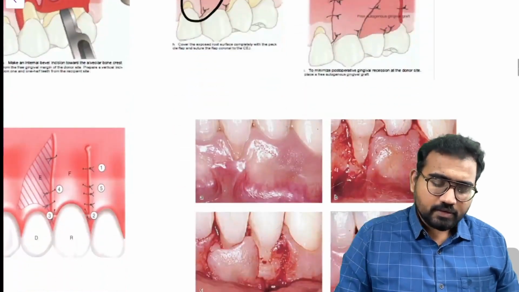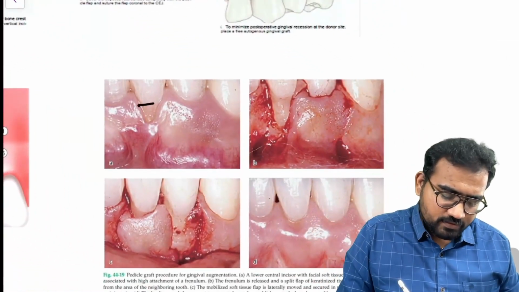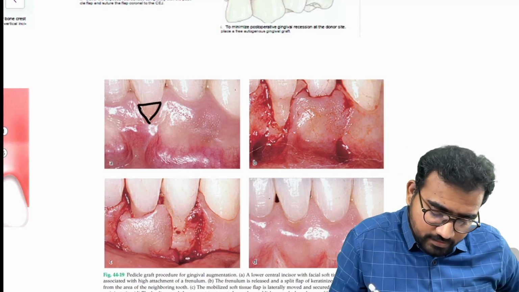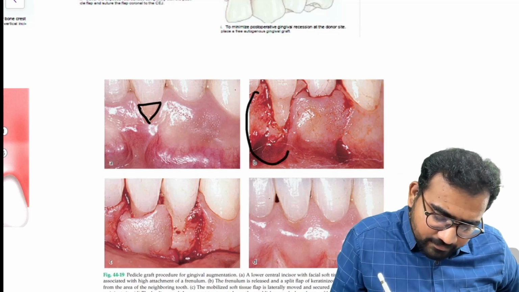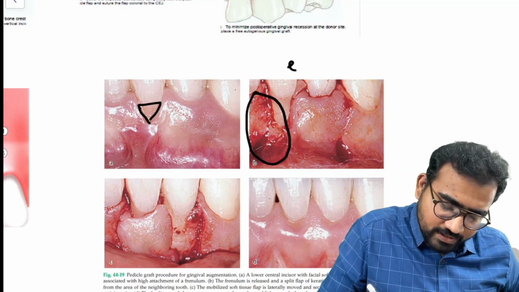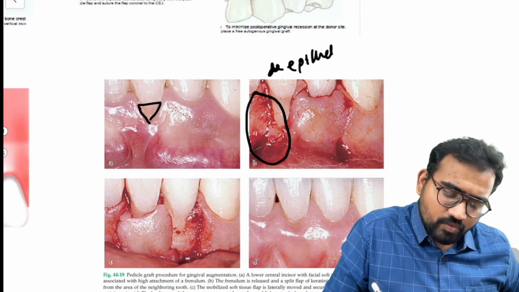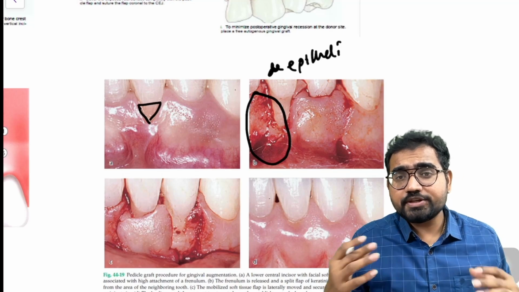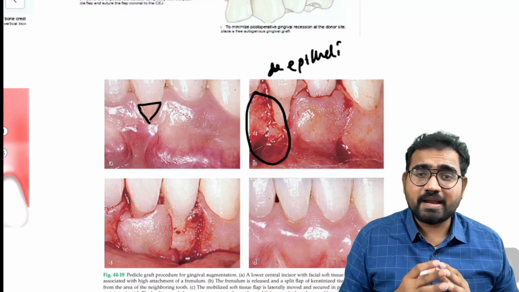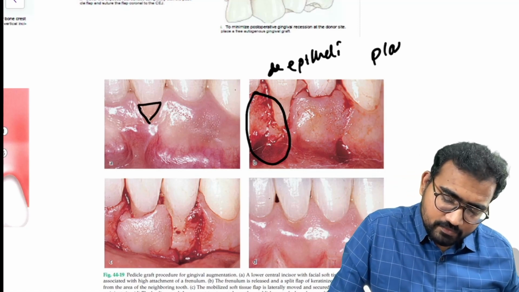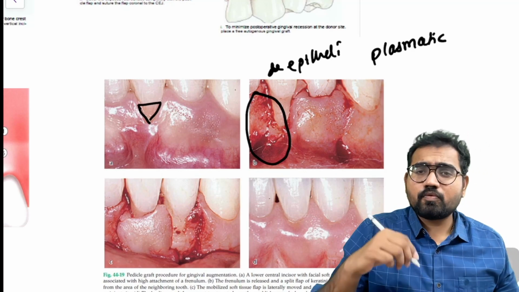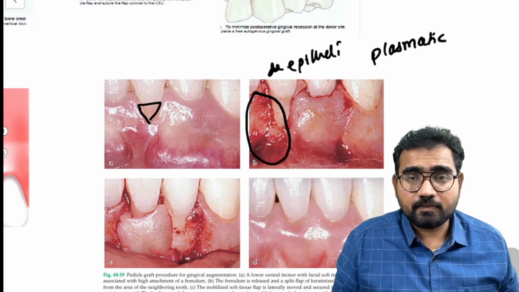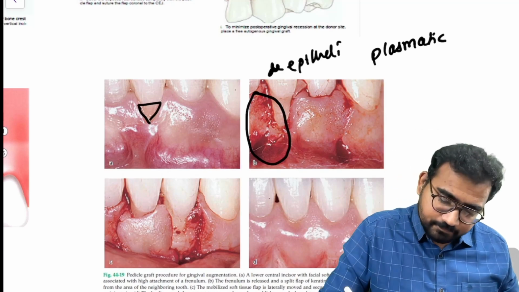Clinical images. A patient with an isolated area of recession. I'm just removing the epithelium, as you can see here. This process is called de-epithelialization. Why is it done? Mainly to expose the connective tissue, and initially the graft survives with the help of plasmatic circulation. We will talk about this plasmatic circulation when I talk about healing of the soft tissue or pedicle grafts.